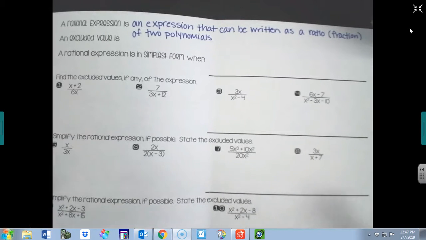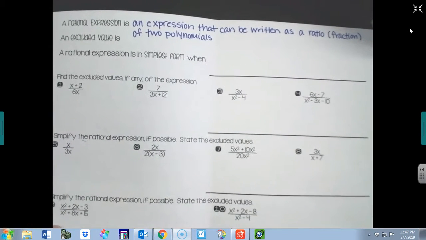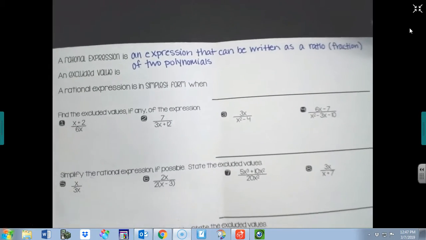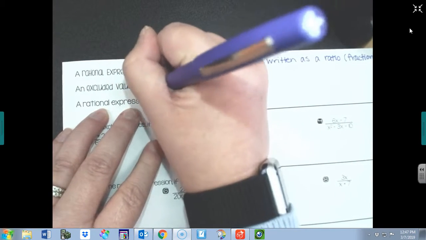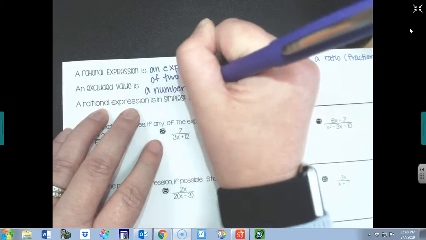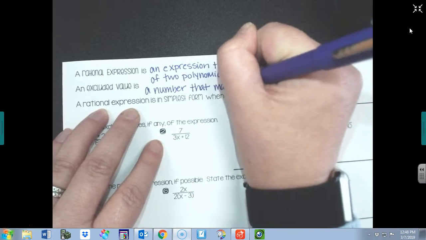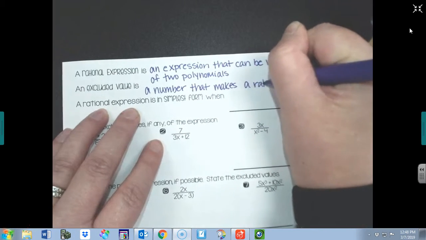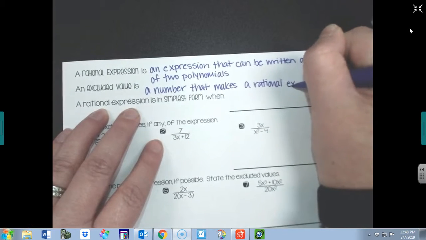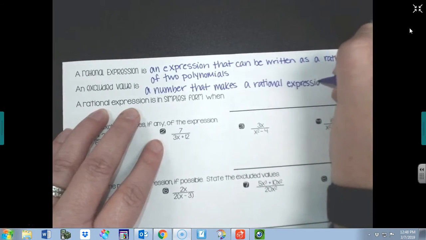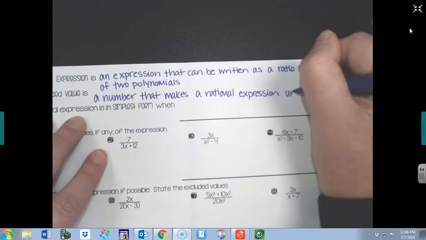Both the numerator and the denominator are some sort of polynomial. Because we're dealing with fractions, we have what are called excluded values. We have numbers that can make the expression undefined because we know we cannot divide by 0. So we have to pay attention to these excluded values. An excluded value is just a number that makes a rational expression undefined.